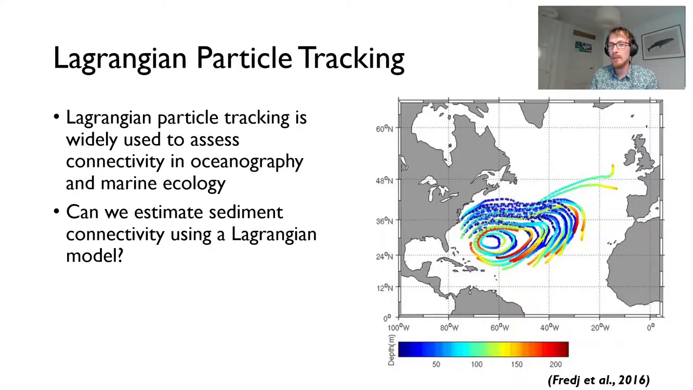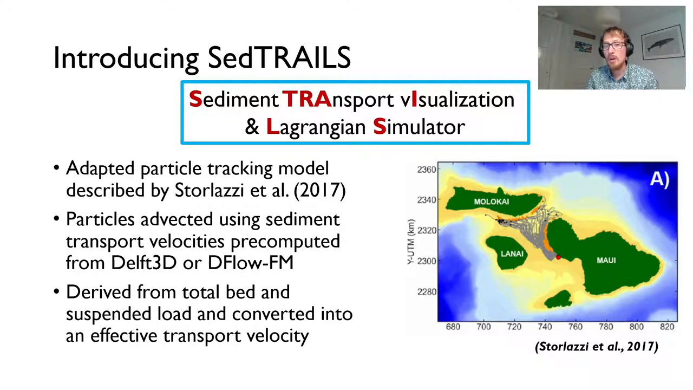We propose to do this faster and in higher resolution via Lagrangian particle tracking. Now, Lagrangian particle tracking is already widely used to assess connectivity in other fields like oceanography or marine ecology, where they often use it for things like monitoring plastic pollution or larval dispersal. Can we do the same kind of thing and use all their fancy tricks to estimate sediment connectivity using a Lagrangian model? Let's try. To do so, we adapted a MATLAB-based particle tracking model. It was originally used to model coral larvae dispersal. We called it SedTRAILS, which is the Sediment Transport Visualization and Lagrangian Simulator.